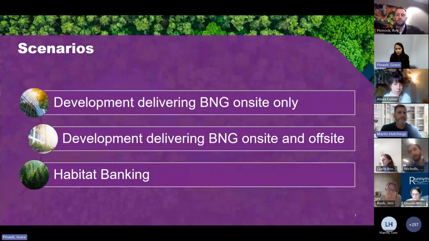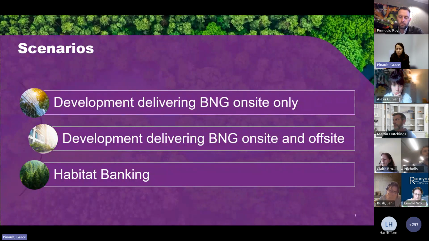So Roy spoke a little bit about the need and what our approach was. In speaking with the Planning Advisory Service, I think there were 3 key scenarios that we wanted to address. So the first is things that you would just find in practice: developments delivering BNG on-site only. Then you might have a development that's delivering BNG on-site and off-site. And then you might also have a habitat banking arrangement where, completely independent of development, you're going to carry out some habitat enhancements on land and seek registration.